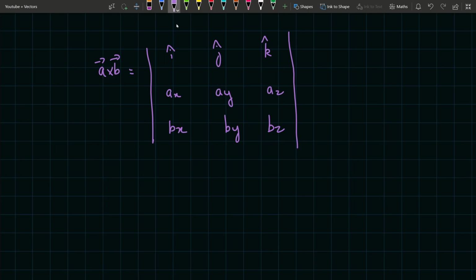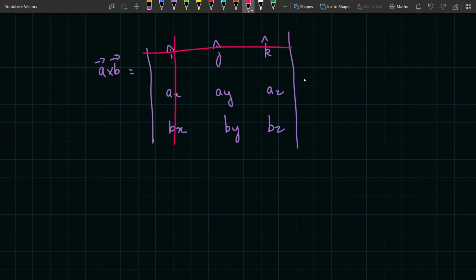Now solve the determinant. You'll get the same answer just like the previous case. And here is how to solve that. Take the first row and the first column. I'll cancel the first column and the first row like this.